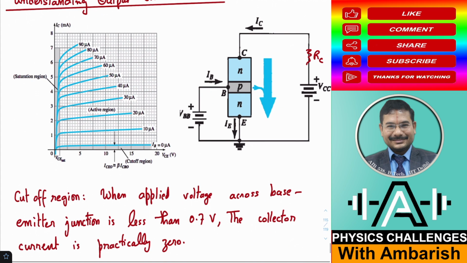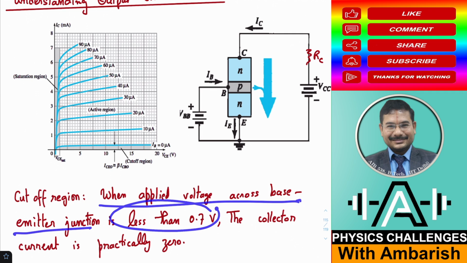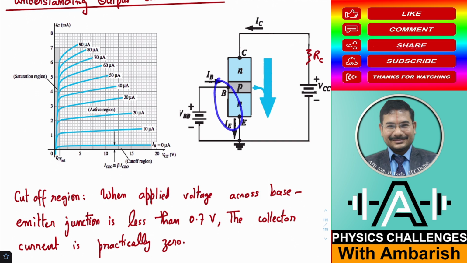So what is the cutoff region? When the applied voltage across the base emitter junction is less than 0.7 volt, the collector current is practically zero. Why is that? You remember that the base emitter junction is somewhat like a forward biased diode, and until you apply 0.7 volt, the diode is not properly forward biased, so there is no current. Okay. You know that when a diode is not properly forward biased, there is no current, right? And no current means what? Emitter is not emitting anything into the base.